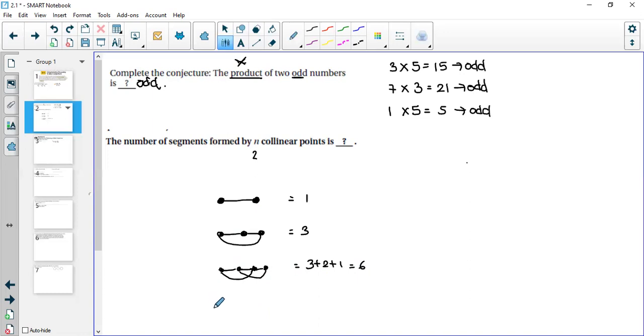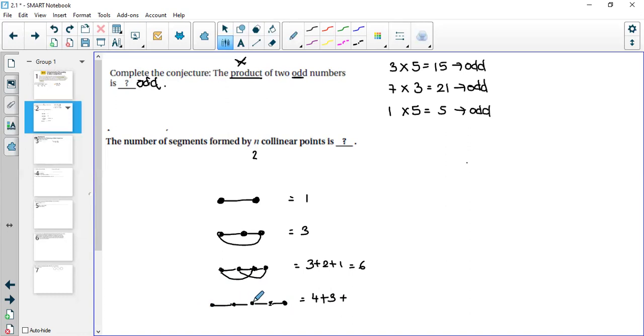Now let's try that with 5 collinear points. So 1, 2, 3, 4, 5 collinear points. How many segments? 1, 2, 3, 4. So my next pattern starts with 4. Then again, it's going to be plus. How many more? From here to here, it's 1. Here to here, it's another segment. And here to here, it's another segment. So 3 more segments. Then again, don't forget you need to count all the segments.